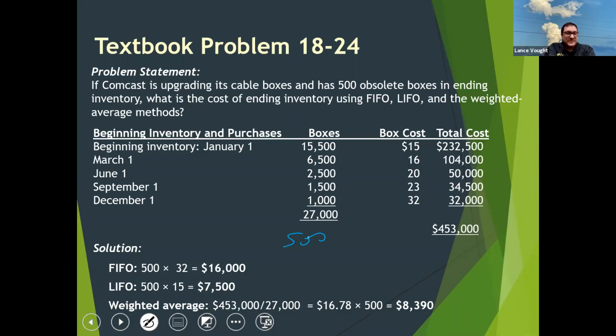Weighted average is the easiest, so we'll do that one first. The total cost of all these boxes is $453,000. We had 27,000 boxes to begin with. So if we take $453,000 divided by 27,000, that'll tell us the average box for Comcast costs $16.78. We multiply that times the 500 that we have in ending inventory, and that means that the cost of the ending inventory is $8,390. It's just 500 times 16.78.